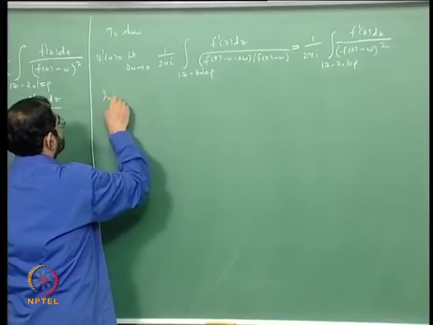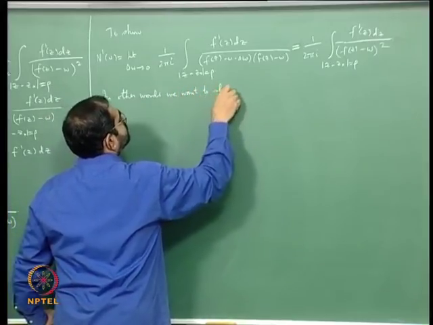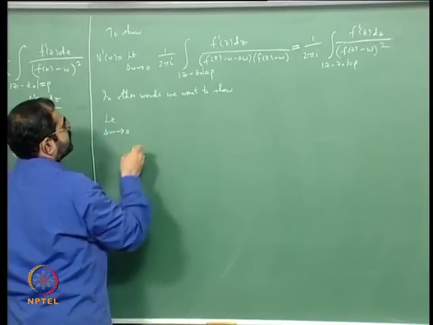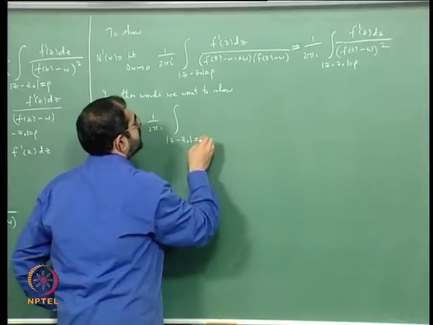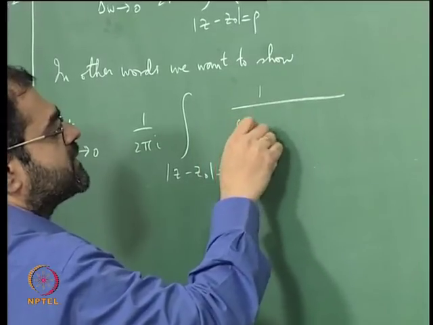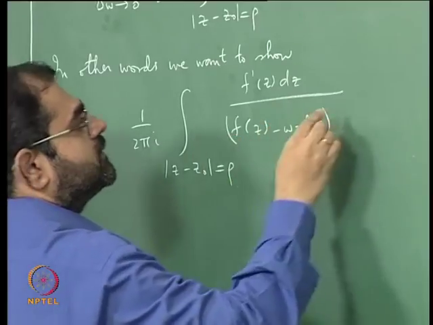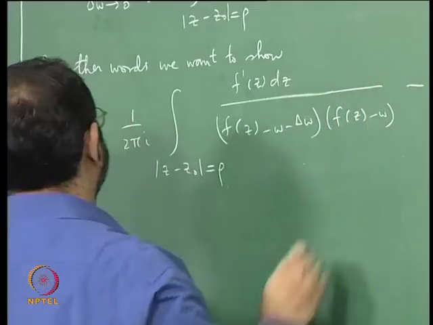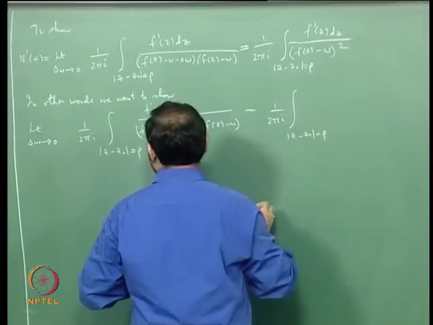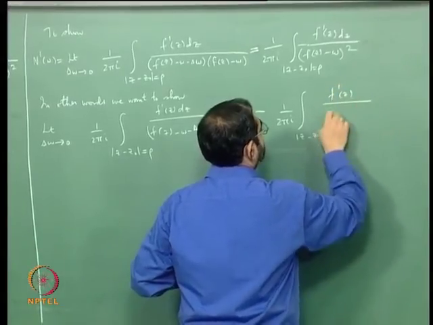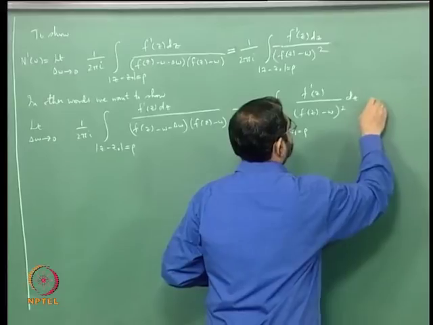So in other words, we want to show the limit as delta w goes to 0 of this quantity: 1 by 2 pi i, you combine both the integrals, the integral over mod z minus z naught equal to rho, if I combine both I will get 1 by f z, so let me write it like this, f dash of z dz, this into f z minus w, minus 1 by 2 pi i integral over mod z minus z naught equal to rho of f dash of z by f of z minus w the whole square dz, is equal to 0. This is what you want to show.